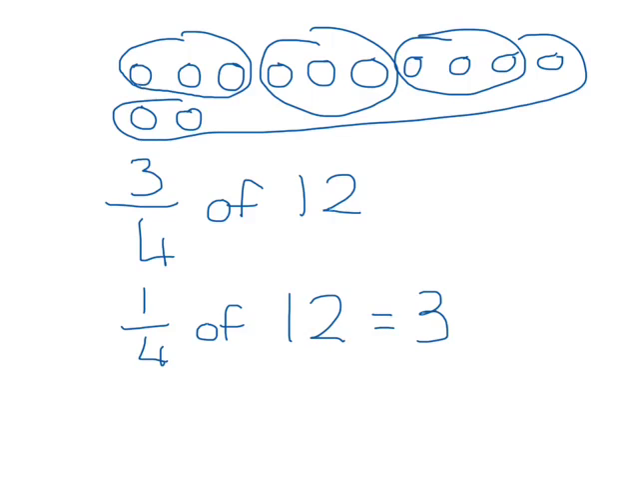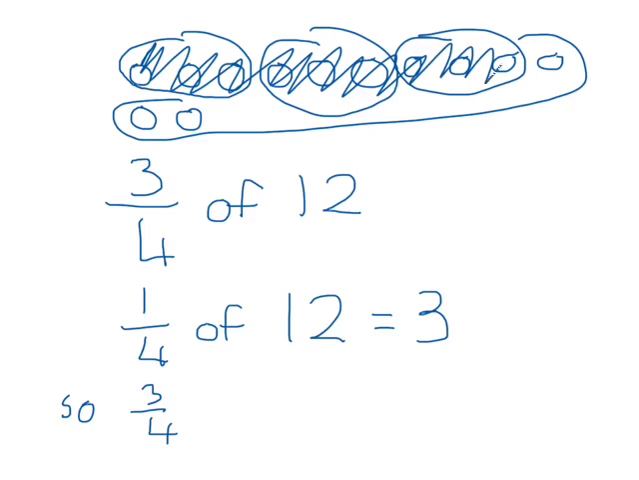So what do you think 3/4 are? Well, you're going to have 3 lots of these groups. 1, 2, 3. So altogether, they're going to be 9. So 3/4 of 12 equals 9 pizzas.